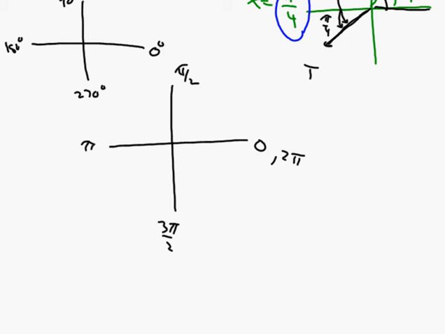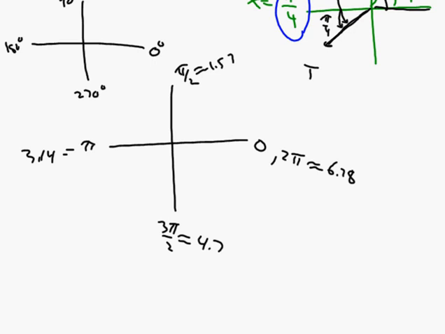So for example, pi over 2 is about 1.57 radians. And pi, you know, is 3.14 radians. Okay, 3 pi over 2, if you type that in your calculator, you get about 4.7. And 2 pi is about 6.28.